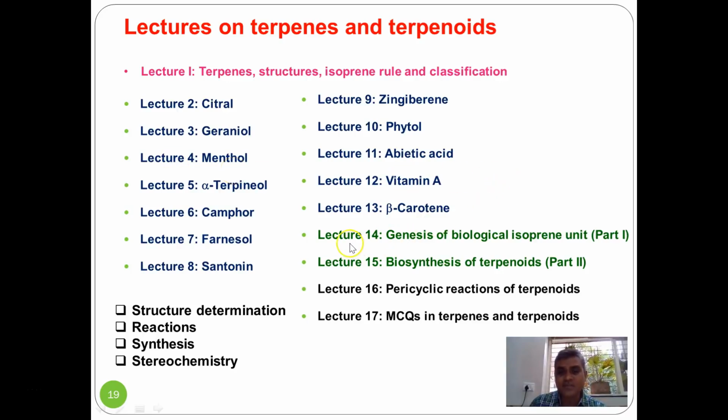We will also discuss the genesis of the biological isoprene unit. That's the biosynthesis of terpenoids, how nature prepares this kind of molecules. Very interesting. Carbocation chemistry is involved in the biosynthesis of terpenoids. It is divided into 2 lectures, part 1, and the second lecture is related to the actual biosynthesis of terpenoid molecules. And lecture number 16 is related to the pericyclic reactions of terpenoids. Some terpenoids undergo some sort of pericyclic reactions in some reactions. We'll discuss it. And the last lecture will be related to multiple choice questions in terpenes and terpenoids.